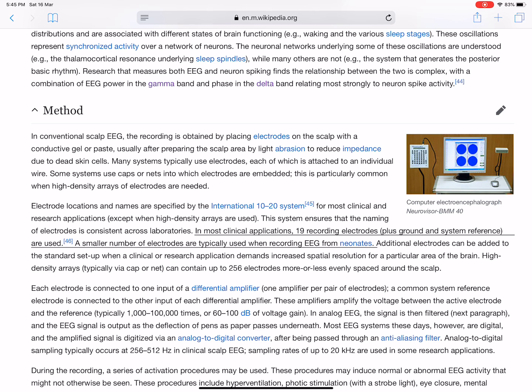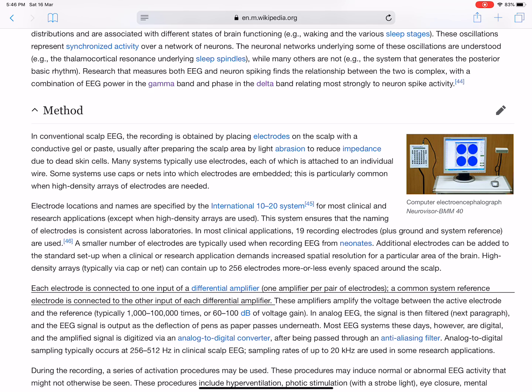A smaller number of electrodes are typically used when recording EEG from neonates. Additional electrodes can be added to the standard setup when a clinical or research application demands increased spatial resolution for a particular area of the brain. High-density arrays, typically via cap or net, can contain up to 256 electrodes more or less evenly spaced around the scalp. Each electrode is connected to one input of a differential amplifier, one amplifier per pair of electrodes.